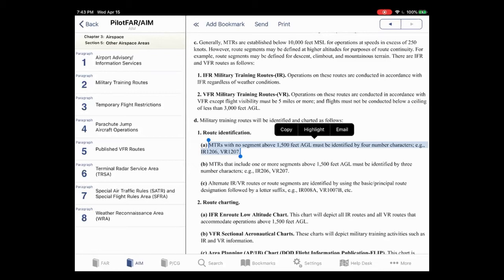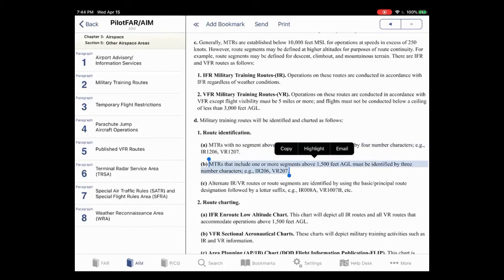In contrast, MTRs with 3 numbers in accompaniment with IR, VR represent the fact that 1 or more segments is above 1,500 feet, which means that there could be a segment, of course, below 1,500 feet. These are kind of the red flags, if you will, because without further information that we really can't get without contacting some form of the DoD, and they may not give it to us anyways, we don't truly know. They could be above or below 1,500 feet. So what do you do in this situation?